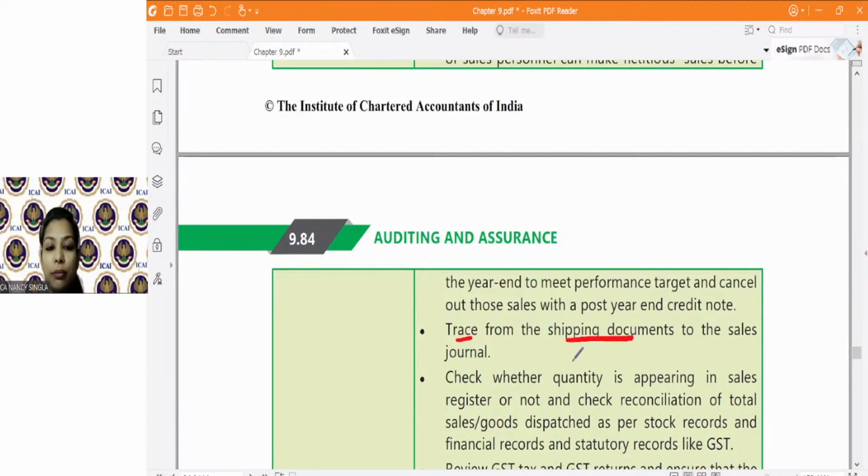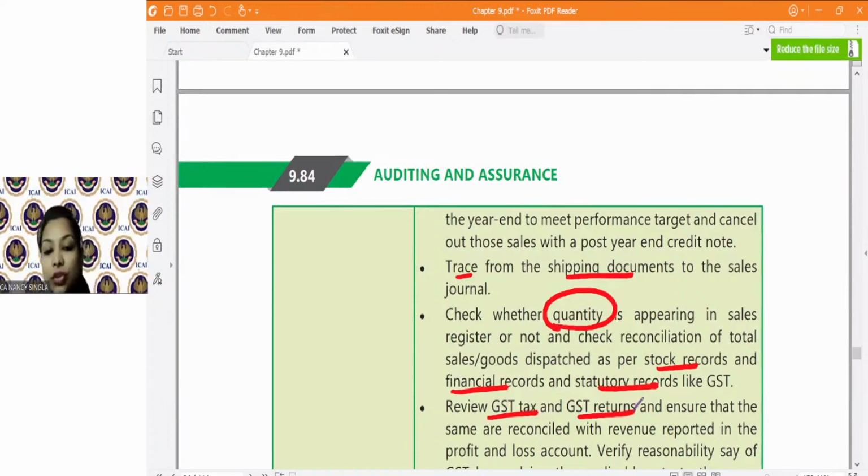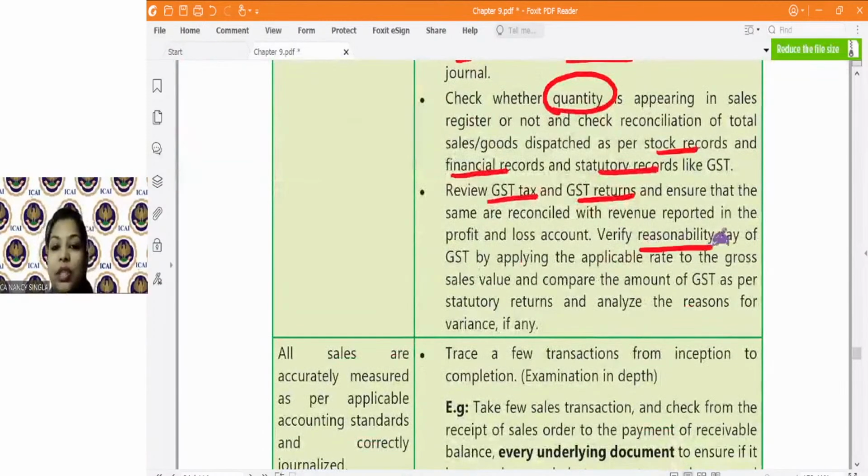Trace the shipping documents. क्वांटिटी से आप कैसे चेक कर सकते हो, जितने भी रिकॉर्ड्स हैं, है ना, उनके साथ compare करो, that is stock records, financial records, statutory records. ठीक है. GST tax and your returns को verify करो, reasonableness को देखो, and in case of any variances discuss with management. क्लियर.